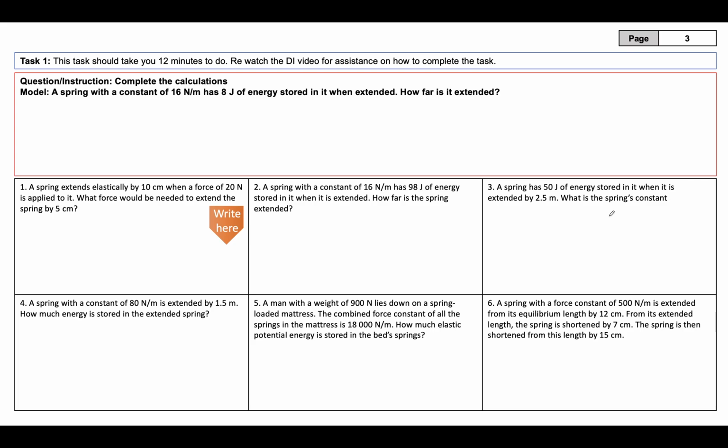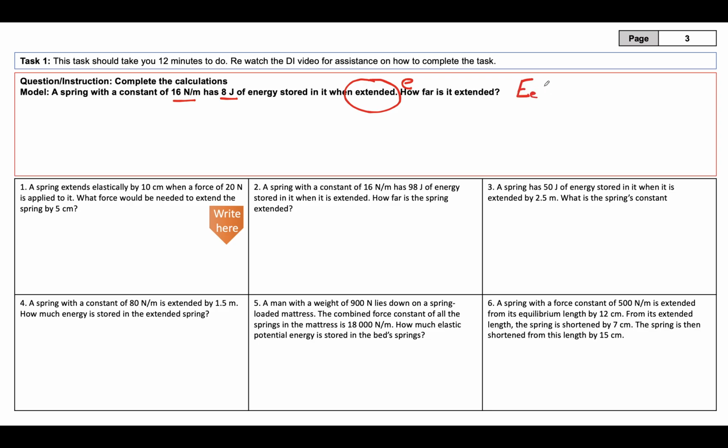I'm going to model probably one of the hardest things you'll come across, and it says a spring has a constant of 16 newtons per metre. It has 8 joules stored in it, but we don't know how far it's extended. So that's what it's asking us to work out. So I'm going to have to work out what the E is. So I need to rearrange our equation to make E the subject.